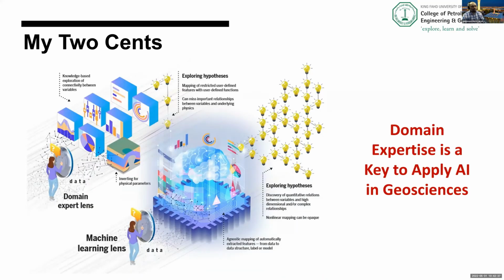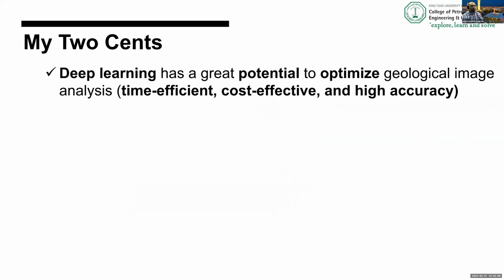So to wrap up, just my 2 cents here. Domain expertise is definitely always key to applying AI in geoscience, because our field is very unique. Unlike, for example, self-driving cars, right? When you try to label cars, humans, animals, trees, you can just ask anyone to label it. But for a geological dataset, it needs to be a geologist, an expert in geology, who can label the dataset correctly, right? So there is always a big need for domain expertise when we talk about AI in geosciences.